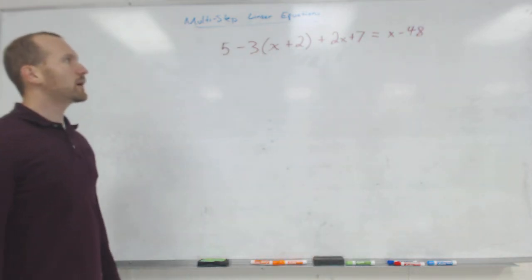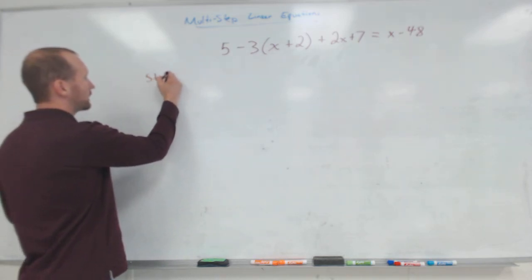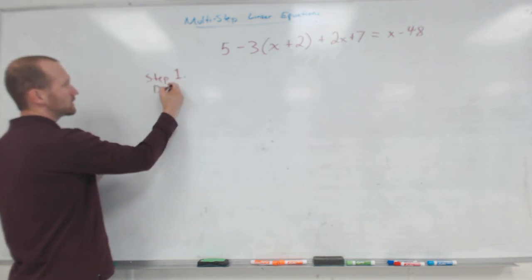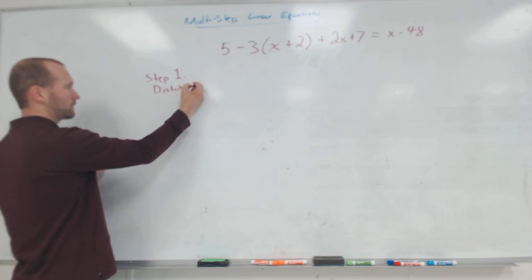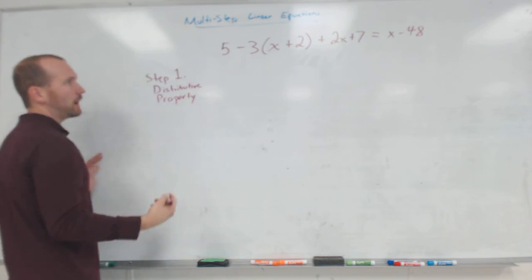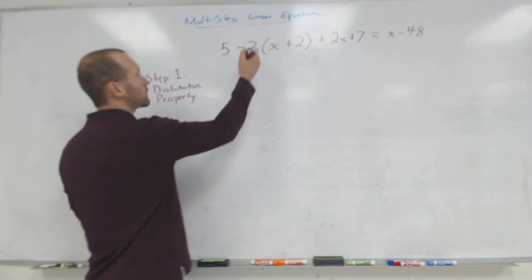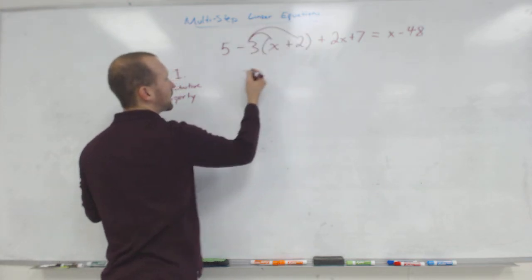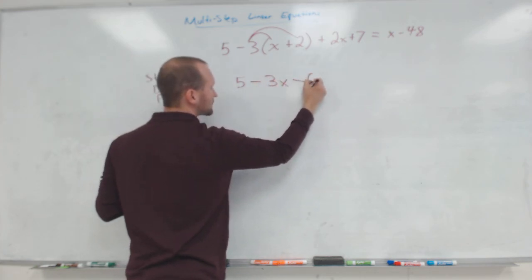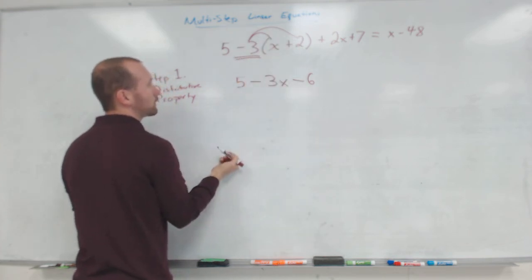Okay, the first thing that I always do, step 1, is to use the distributive property. Just like PEMDAS starts with parentheses, I want to start by getting rid of my parentheses. And the best way to do that is to use the distributive property. So something like 5 minus 3x minus 6. Because remember that the negative distributes with the number.